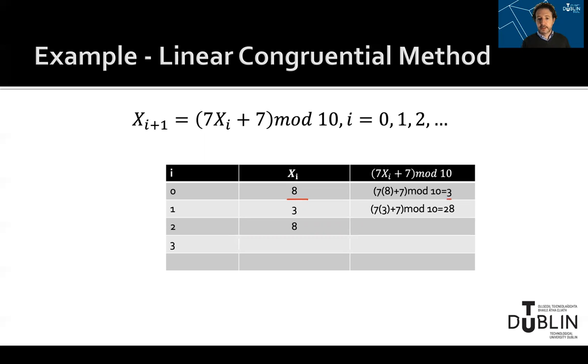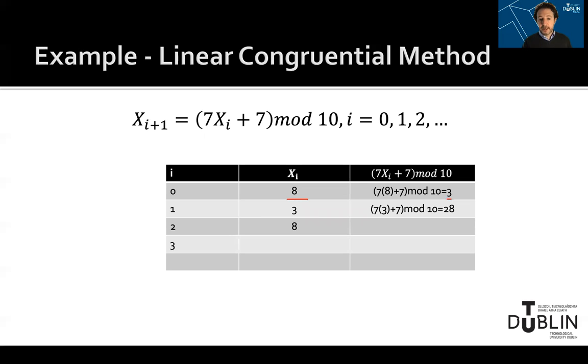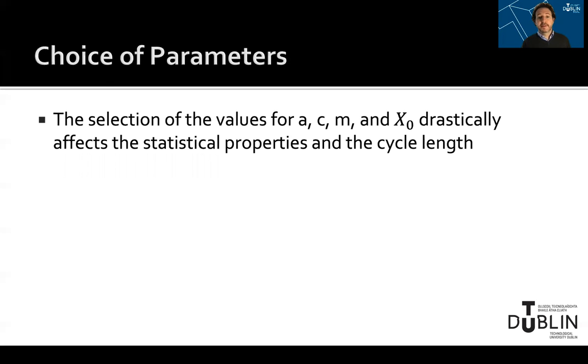Gives us 3. And then 3 gives us 8. So the selection of parameters matter because now we're just having 3, 8, 3, 8 every time. So that's predictable. So the selection of the values a, c, m matter. They drastically impact how long a list of random numbers you get and how random they look.